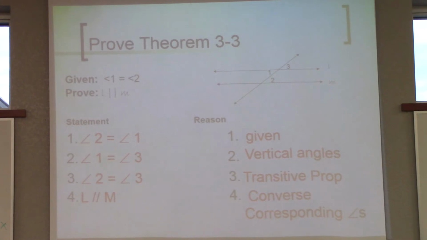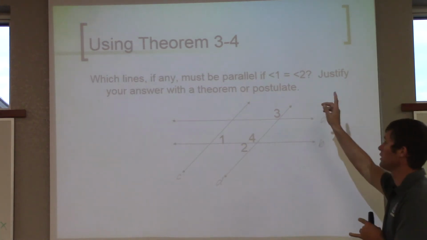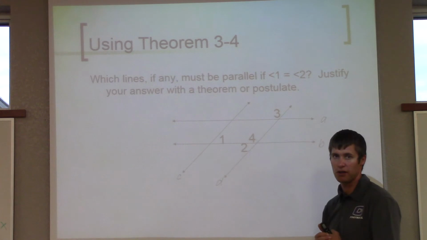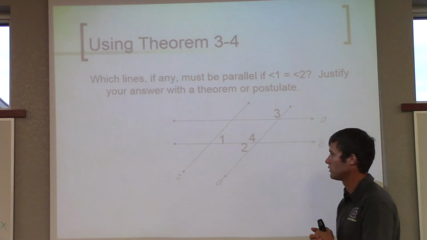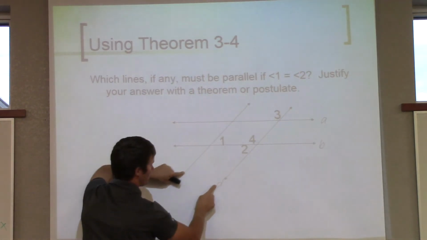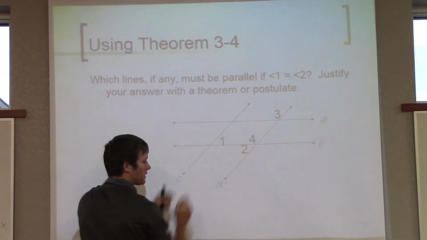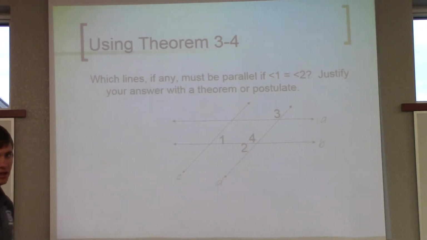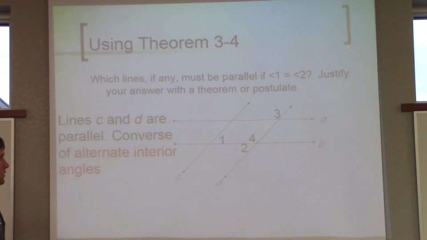So we're using all of our logic as we continue on. If I look at 1 and 2, how can I say which lines are going to be parallel based upon angles 1 and 2? Well, angle 1 and angle 2 are inside these two lines. If they're inside, on opposite sides, those would be alternate interior angles. So we could say C and D are parallel based upon the converse of alternate interior angles.